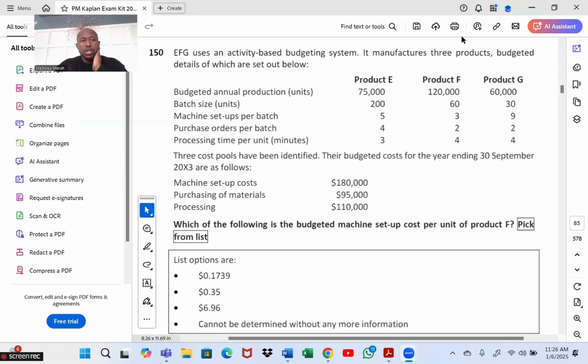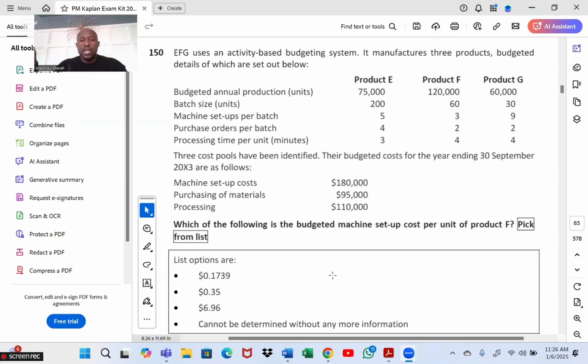Hello, everyone. So today we have this question 150. Required: which of the following is the budgeted machine setup cost per unit of product F? So we are looking at the cost per unit, the budgeted setup cost per unit of product F.